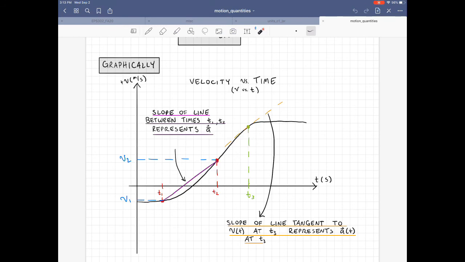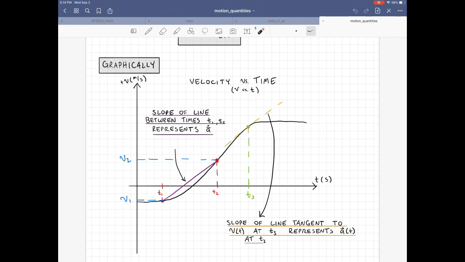Now, if I want to know the acceleration at a given instant, I can't look at a time interval. What I need to look at is a specific instant in time. And just like with the previous example, if I take the slope of the line tangent to my velocity curve, so right here, that slope corresponds to the instantaneous acceleration. So taking the derivative at that location gives me a line with that slope, and that corresponds to the instantaneous acceleration for this particular object.